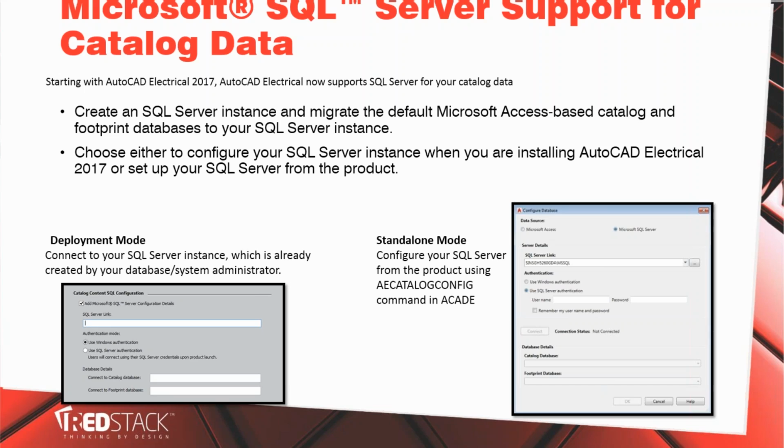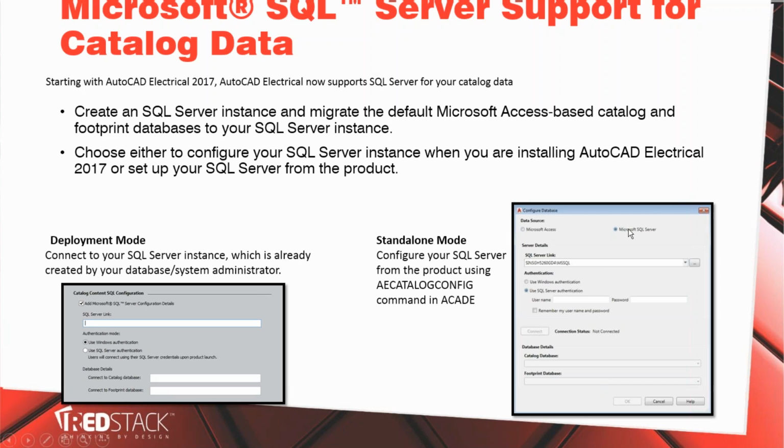All right. So when you're creating the SQL Server instance, when you install the software, you can choose between the deployment mode or standalone mode. Deployment mode is for the network server, standalone mode is for your own computer. One is for multi-user who access the database on the server, whereas standalone mode is for a single user environment where you are the only one that uses AutoCAD Electrical in the company, nobody else uses it, right?